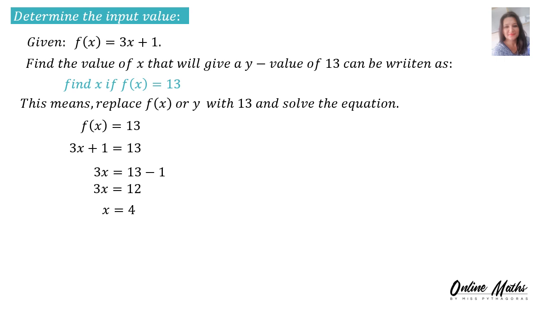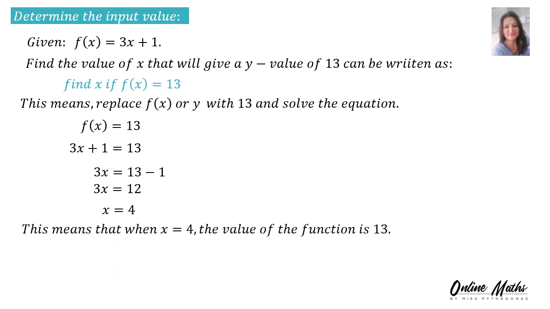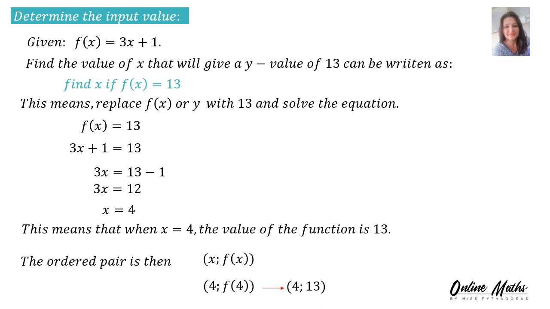So all of that means the following. This means that when x is equal to 4, the value of the function is 13. The ordered pair or the coordinate is then x, f of x. The x is 4, and then f of 4 is in fact 4 and 13. So this means x coordinate, y coordinate.